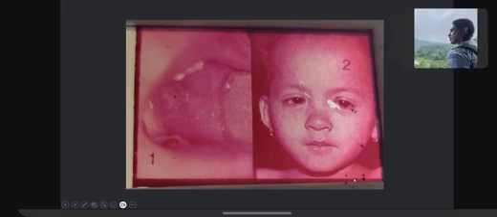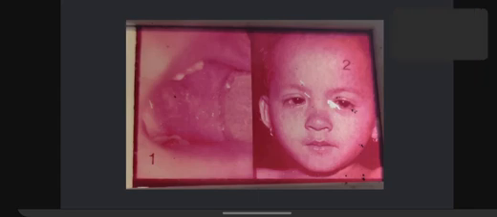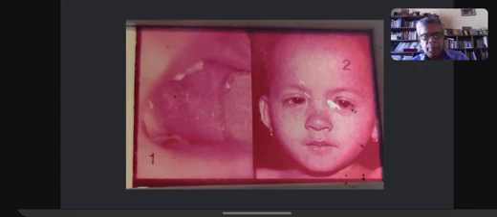Now, this is a very, very common condition during our time. It's the same child in both pictures. The picture on the right shows a pathognomonic physical sign. So can someone tell me what the diagnosis and what the pathognomonic physical sign is?